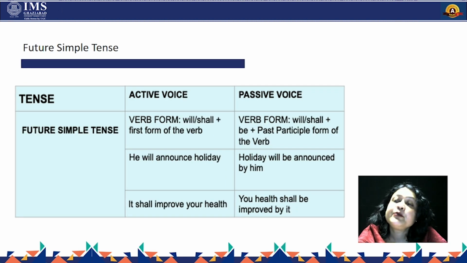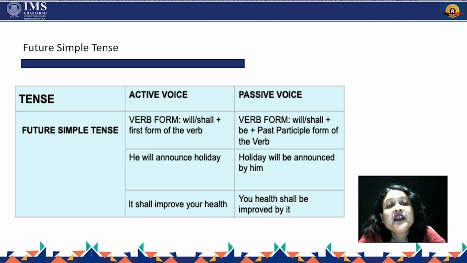When we talk about future simple tense, again, the sentence structure is usually will, shall and the first form of the verb. For example, he will announce holiday. Now when we change this into the passive voice, holiday will be announced by him. So how does the structure change? We add will or shall plus be and the participle form, that is the third form of the verb.